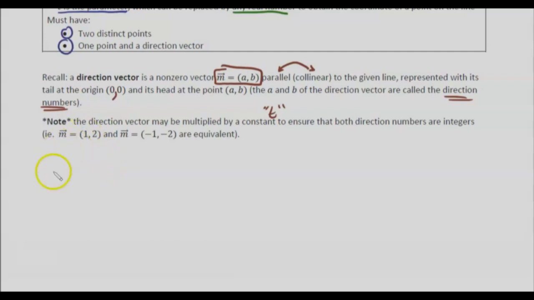Okay, so just throwing this out there, vector M equals (1, 2) in that direction is going to be the same as (-1, -2). Those are equivalent. And we're going to get more into that.